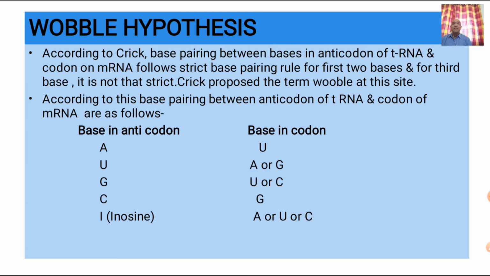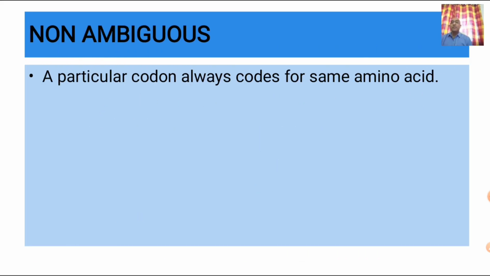So what is inosine? Inosine is produced by post-transcriptional enzymatic changes. After the wobble hypothesis, another property of the genetic code is that it is non-ambiguous. What is non-ambiguous? It means a particular codon always codes for the same amino acid.